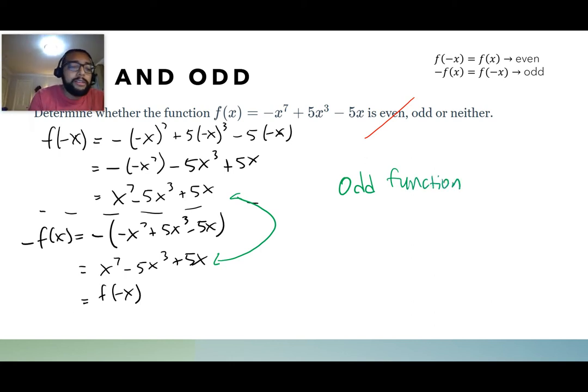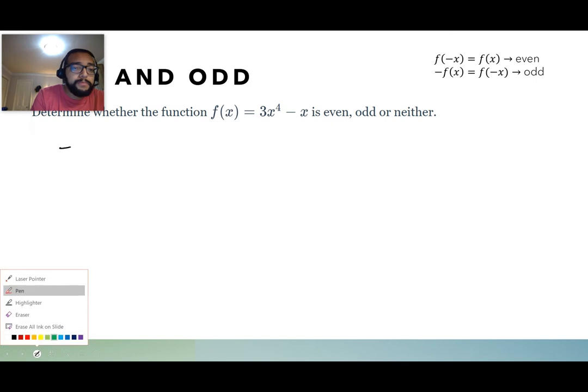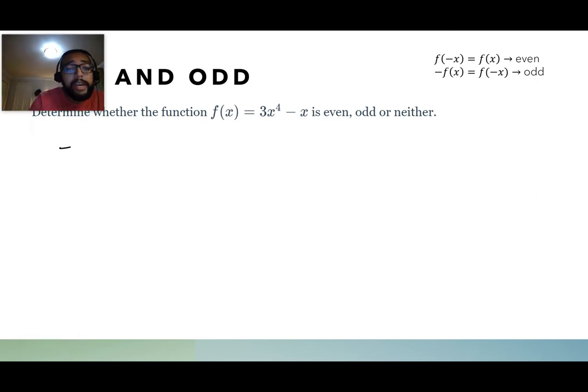Okay, let's see another one, very similar. Determine whether the function is even, odd, or neither. And we got f of x equals 3x to the 4th minus x. Again, start off with a negative on the inside. So f of negative x, I see how I incorporated that mark that was already there. Negative x to the 4th minus negative x.